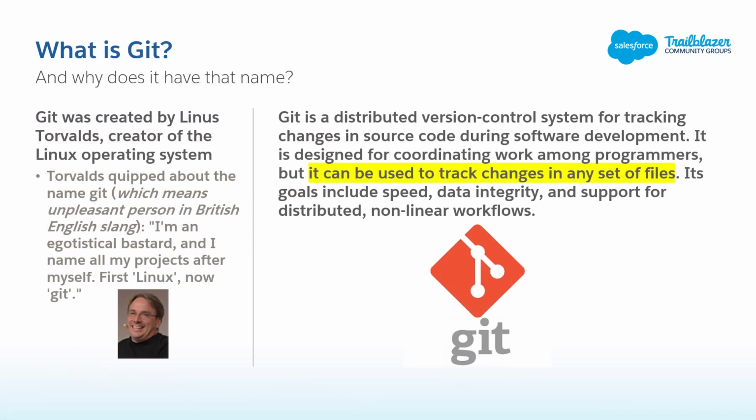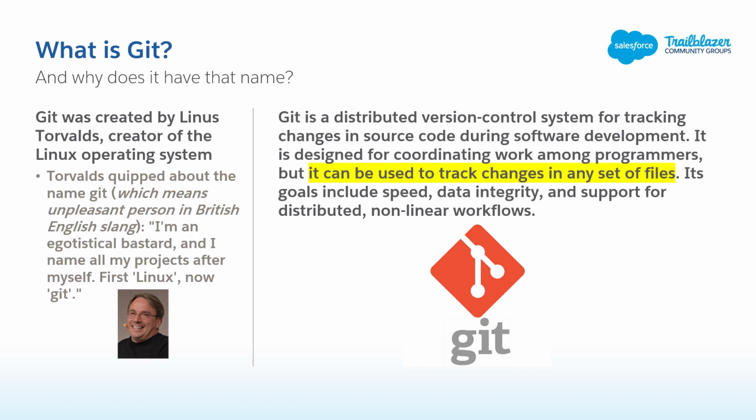So what is this Git that we talk about, and why does it have that crazy name? Well, Git was actually created by a chap called Linus Torvalds, who created the Linux operating system. And with his typical self-deprecating humour, he claims that Git is named after himself. But in reality, it's a distributed version control system.